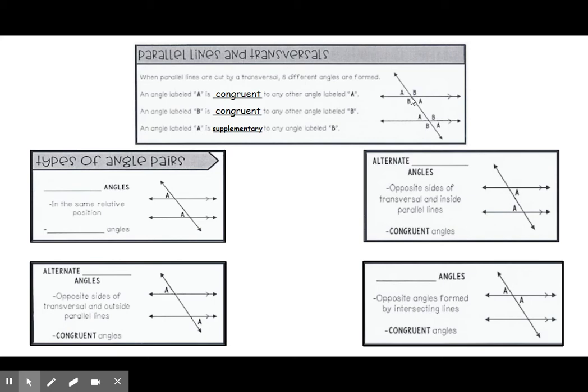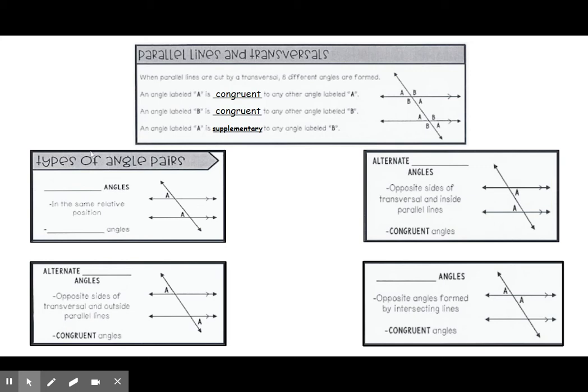So if I take any angle A and I add it to any angle B, I will get 180, okay? And it doesn't matter which one, as long as it's an A and a B, if I add those two angles up, I will always get 180. That's what we mean when we say supplementary angles. All right, so now let's dive in and talk about the different types of pairs of angles that we create.